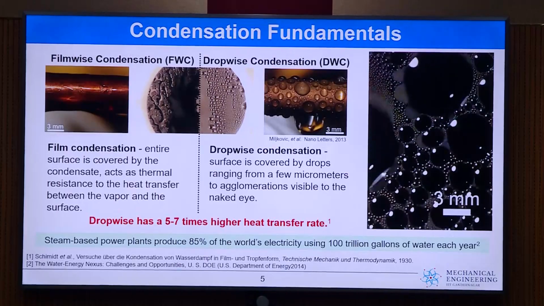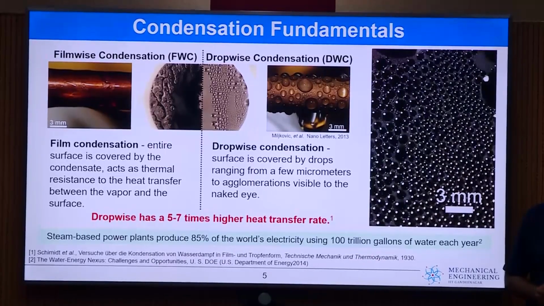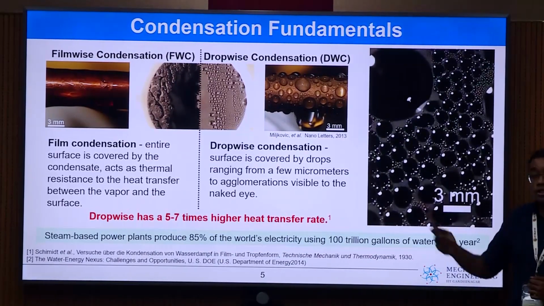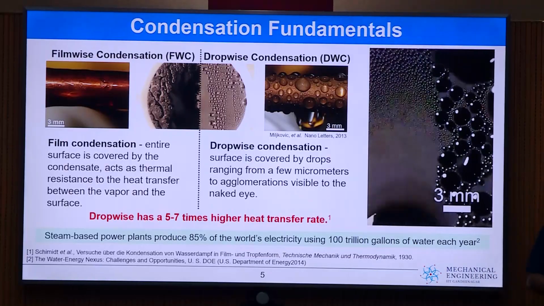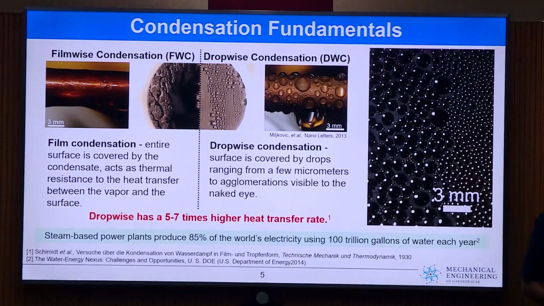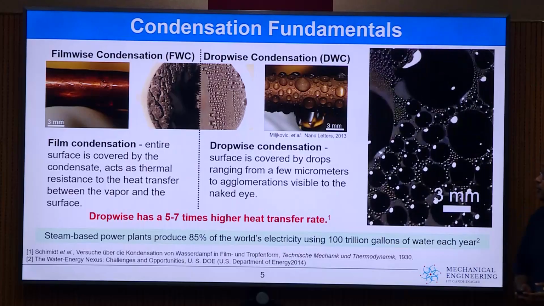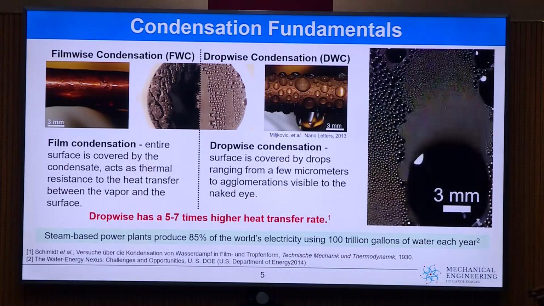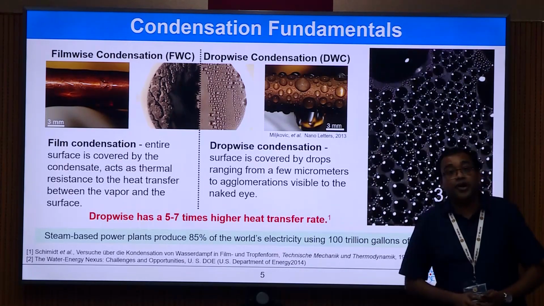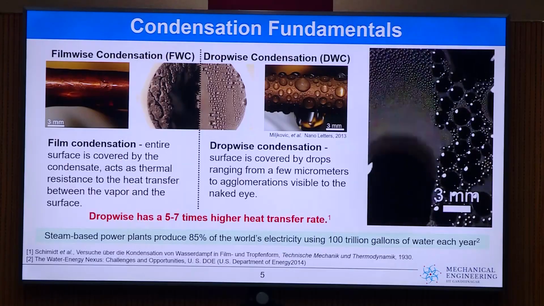Now, on the other side, when we talk about condensation, when a vapor condenses on a surface, it can either condense to form a continuous film, which is film-wise condensation, or the surface can be such that it forms discrete droplets, and before the droplets can coalesce and form a film, they are removed by gravity or other forces, which is drop-wise condensation. It has been shown over the years that drop-wise condensation can have 5 to 7 times higher heat transfer rates or heat transfer coefficients.